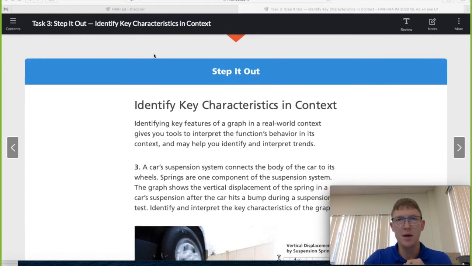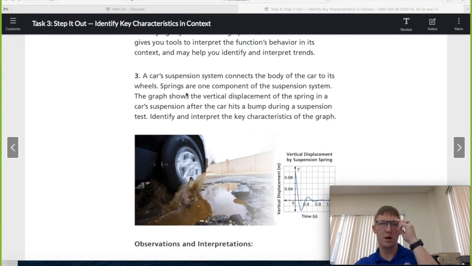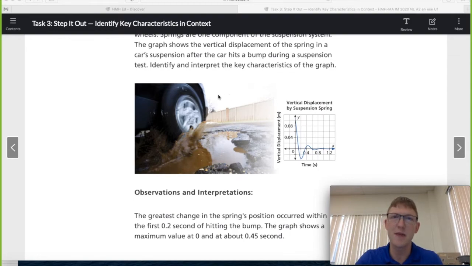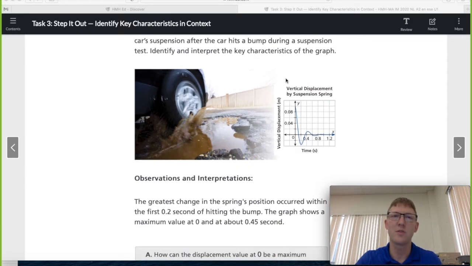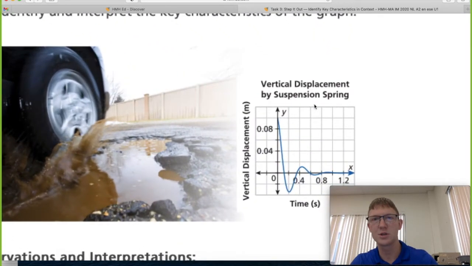So more characteristics in context. This time we are dealing with a car's suspension system. So a suspension system is basically a glorified spring that connects the body of your car to its wheels. The springs are one component of the suspension system. The graph shows the vertical displacement of the spring in a car's suspension after the car hits a bump during a suspension test. Identify and interpret key features of the graph.